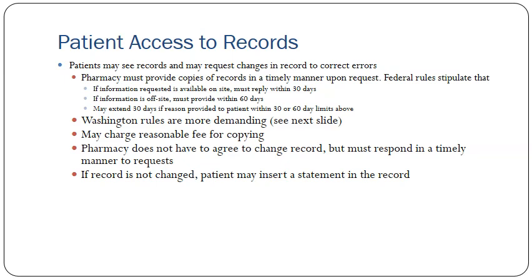Federal law mandates that all of the information must be available within 30 days of request if the information is available on site. If the information is located off-site, the provider has 60 days to provide the records. The provider may charge a fee for copying or accessing the record.